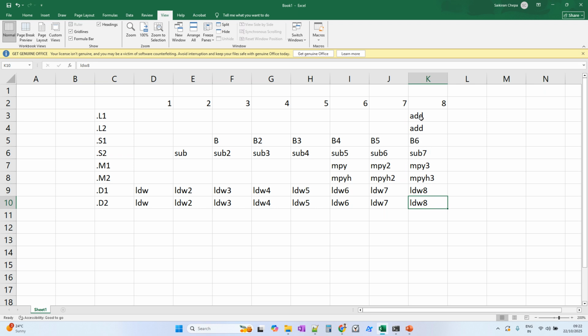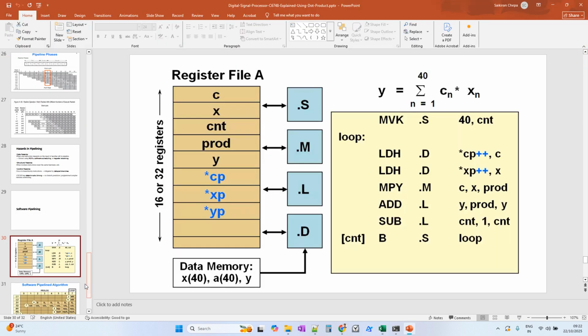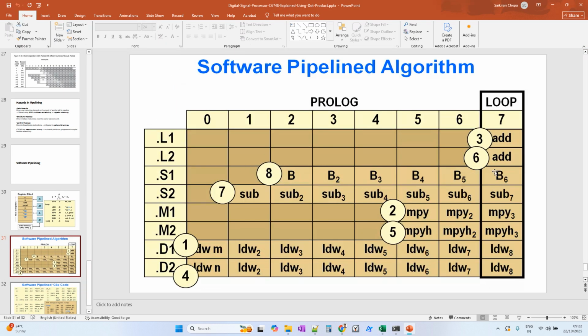So addition will happen for the first value, multiplication will happen for the 8th value. That's the idea. So this entire loop will be executed. If you see here, that's what we are doing here. Even this one is what they are showing here.